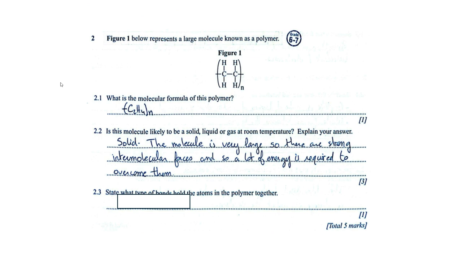State what type of bond holds the atoms in the polymer together. They're all represented with a single line, which means those are covalent bonds.